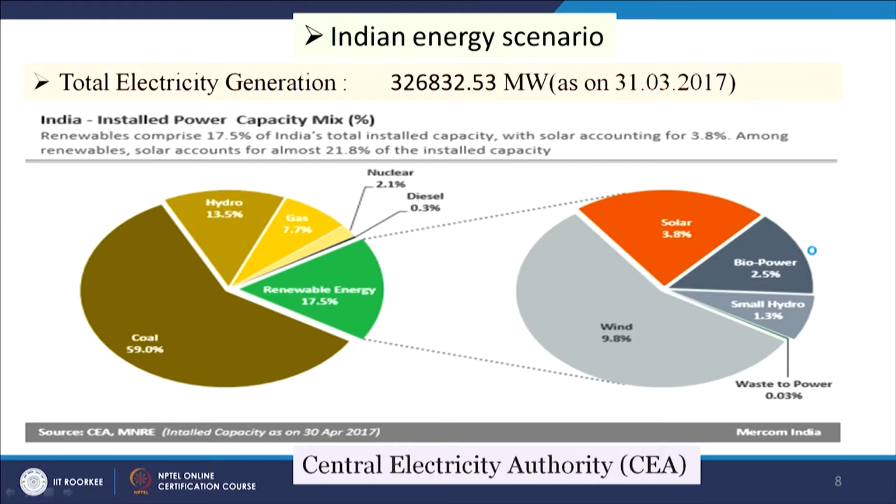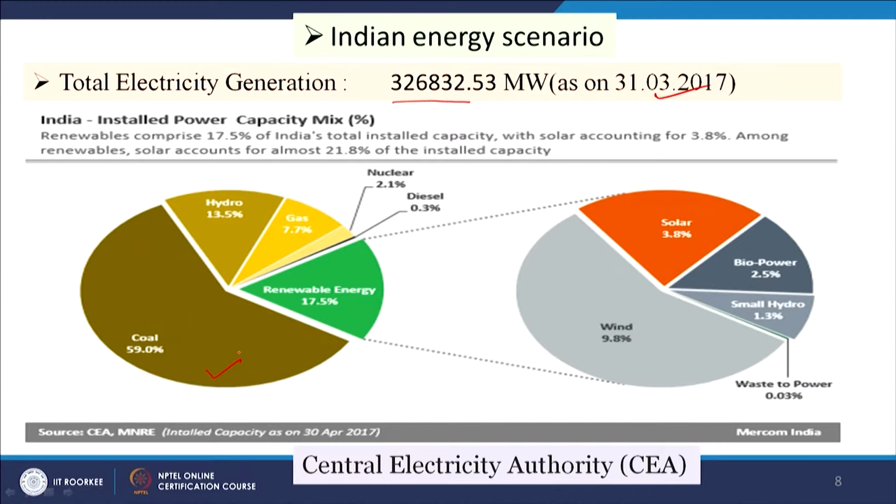Now, we will see the Indian energy scenario. In the Indian energy scenario, if we consider the basis of 31st March 2017, the country has 3,26,832.53 megawatt of installed electricity production capacity. Out of this electricity production, 59% is from coal, 13.5% is from hydro energy, 7.7% from gas and 17.5% from renewable energy.